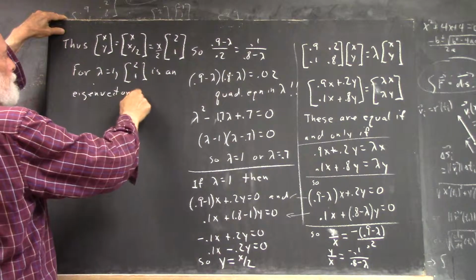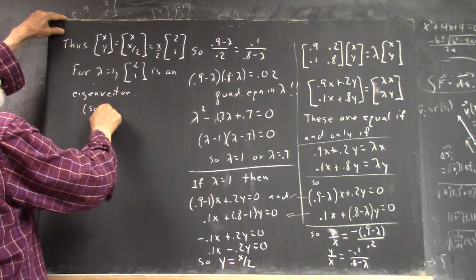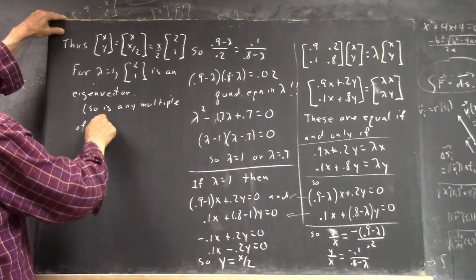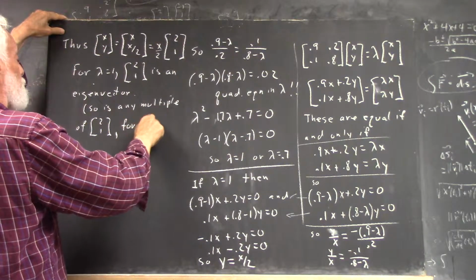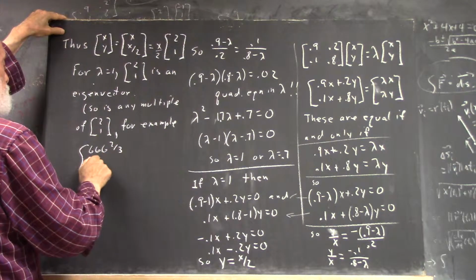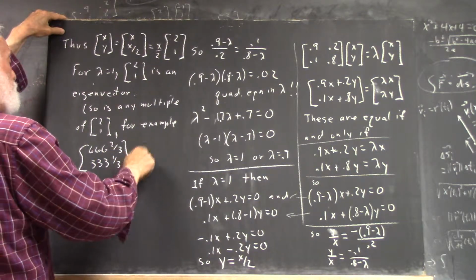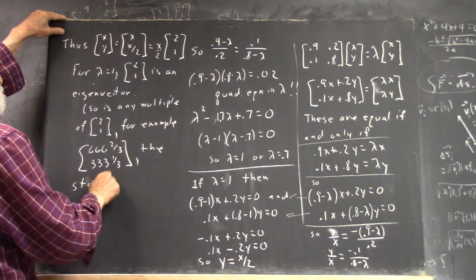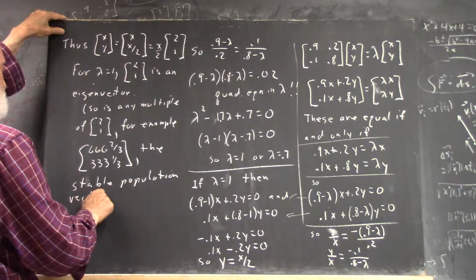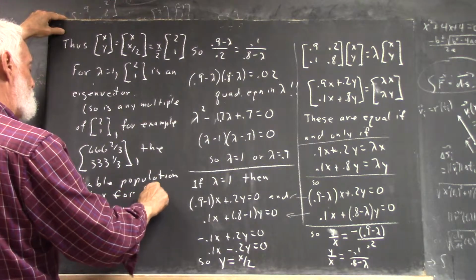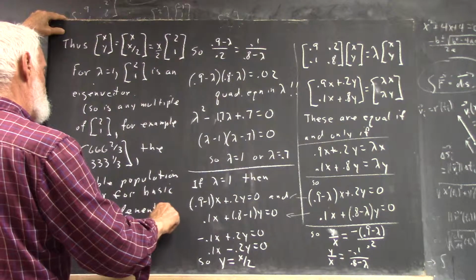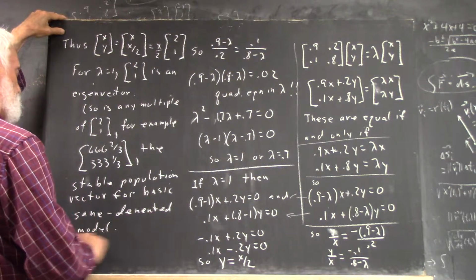So for lambda equals 1, 2, 1 is an eigenvector. So is any multiple of 2, 1. For example, this, which is a stable population vector for our basic sane demented model.